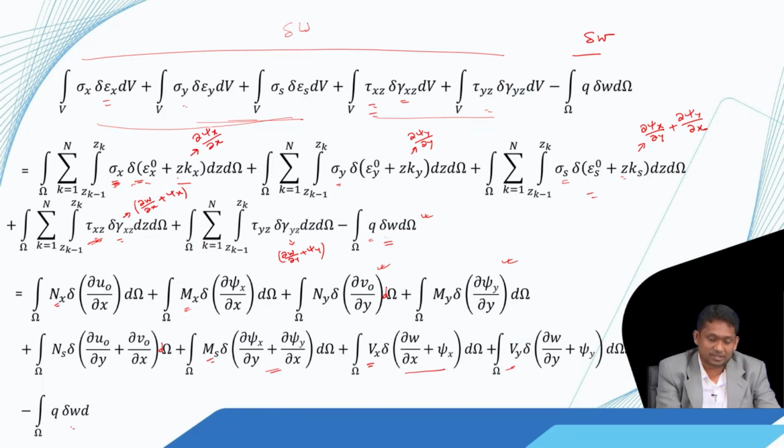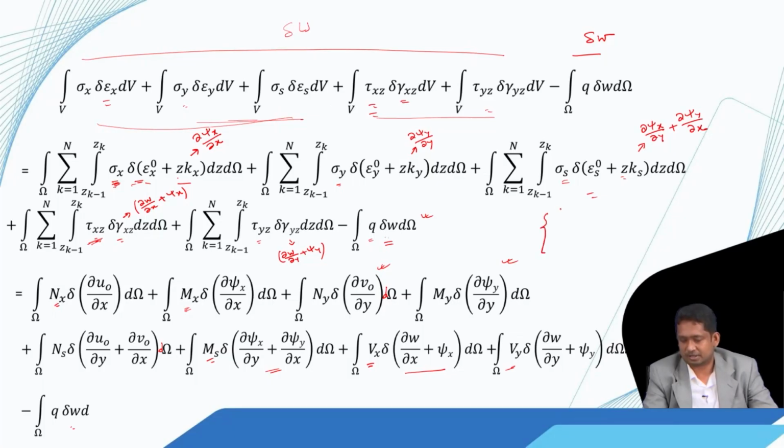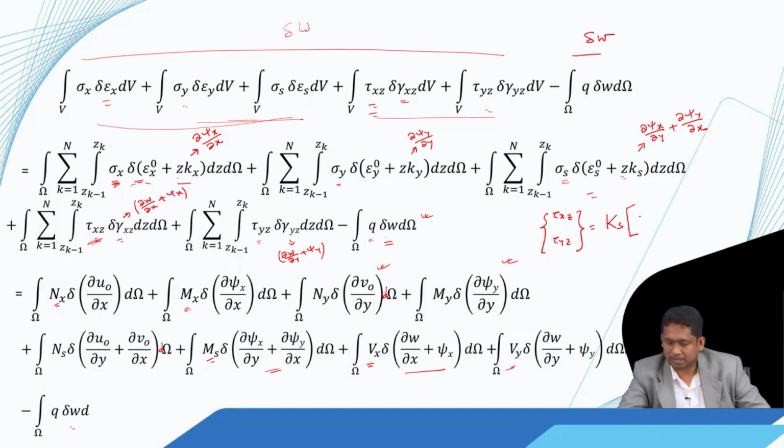Now, one thing to note is that in the definition of tau xz itself we have incorporated the shear correction factor. So, we are not writing it separately, and similarly here also. What we are considering here is that tau xz, tau yz is equal to the shear correction factor multiplied by the Q matrix corresponding to the transverse shear, gamma xz, gamma yz.